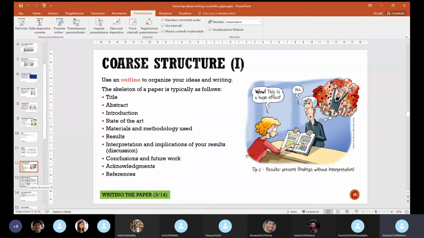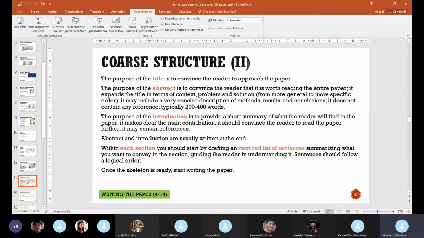Once you have in mind the skeleton of the paper, then you can go one step ahead and think about the purpose of each element in the paper. The purpose of the title is really to convey what the paper is about and convince the reader to actually read your paper. So it should be fancy enough, attractive enough in order to convince your colleagues that your paper is worth reading.